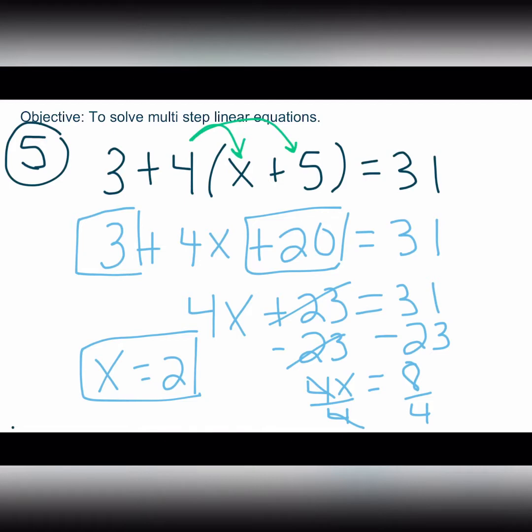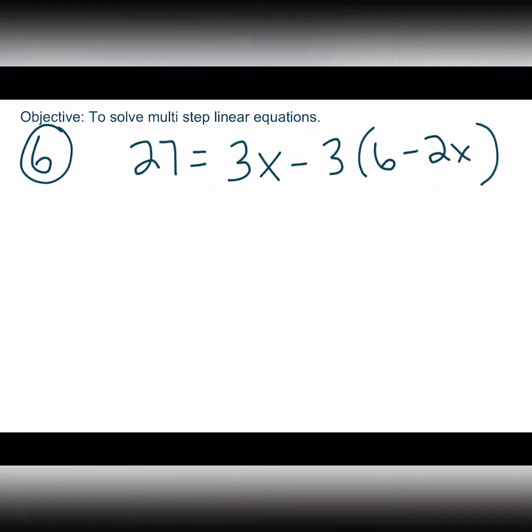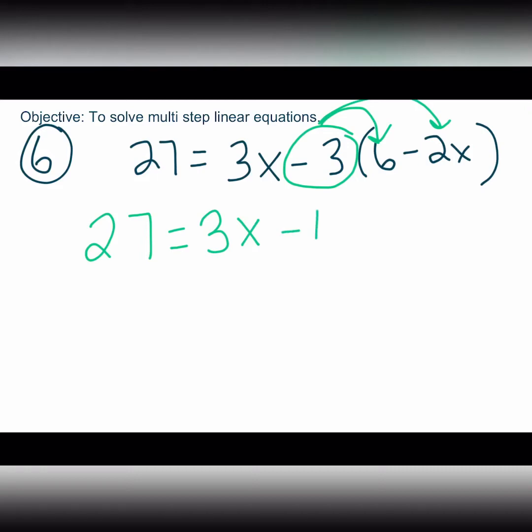Okay, last problem. So this one, don't be tricked. We're not just distributing a 3 into the parentheses, we're distributing a negative 3 into the parentheses. Okay, that's why I circle those negatives. So let's bring everything else down. We have 27 equals 3x. All right, negative 3 times 6 is negative 18. Negative 3 times negative 2x is positive 6x.